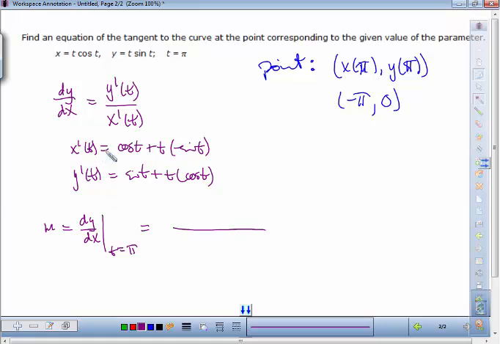So we need to put pi in there. Let's see what happens when we put pi into the x prime and the y prime. So let's put pi in the y prime over here. Sine of pi again is what? 0 plus pi times cosine of pi is what? -1. And we'll do the same thing. So it's going to be -1 plus pi times 0. And so what's our slope going to be?